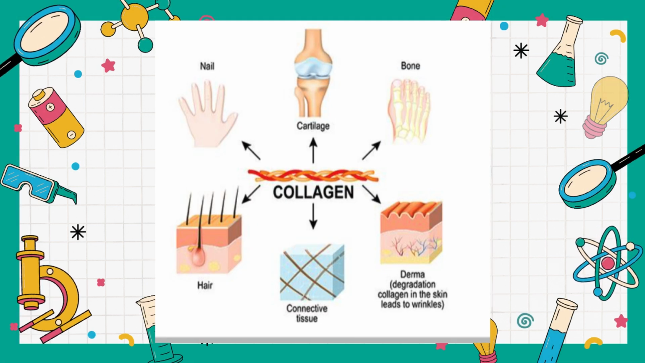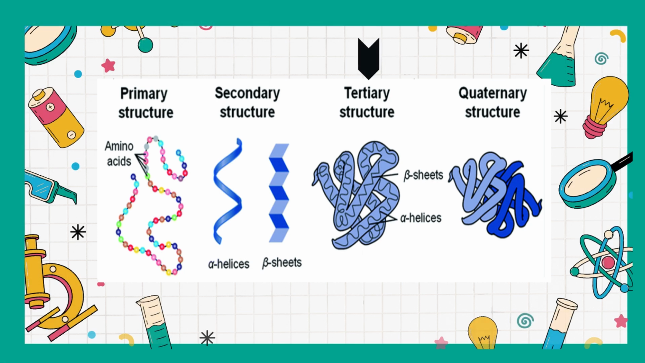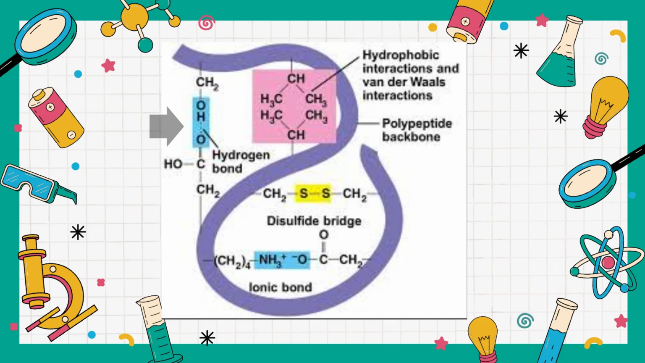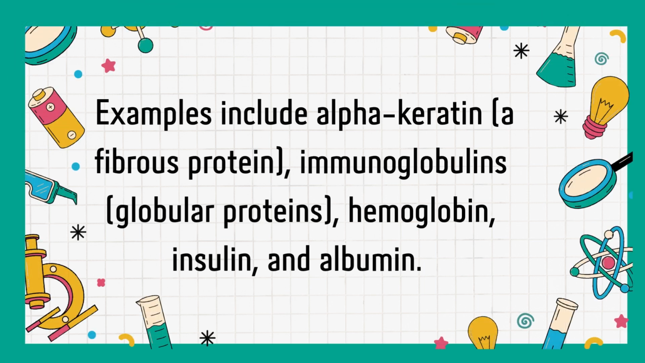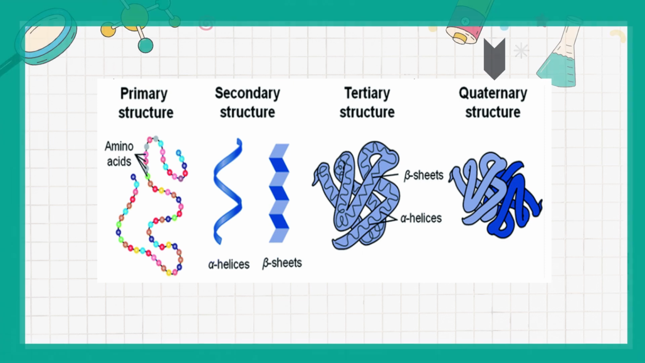Tertiary protein structure refers to the three-dimensional folding of a single polypeptide chain, driven by interactions between amino acid side chains, R groups. These interactions include hydrogen bonds, ionic bonds, hydrophobic interactions, van der Waals forces, and disulfide bridges, which we have already discussed. Examples of proteins with complex tertiary structures include enzymes, antibodies, myoglobin, and hemoglobin.